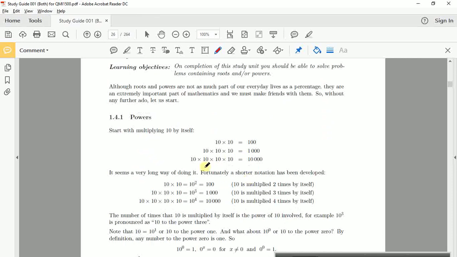Alright, powers and roots. That's obviously looking at a string of numbers that are the same. So for example, 10 times 10 is 10 squared. We don't have to write 100 and we don't have to write 10 times 10. We can just write down 10 squared. So the exponent tells you how many of these things you've got.